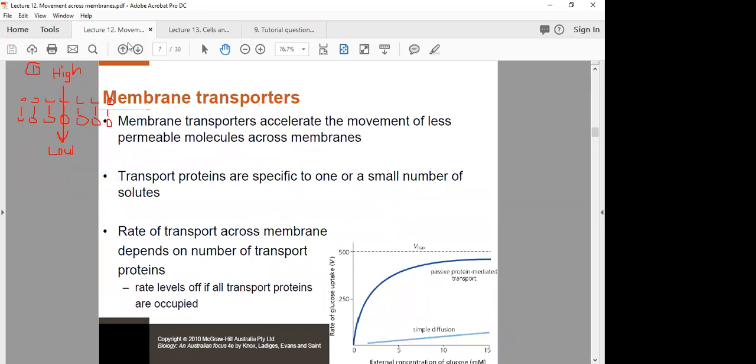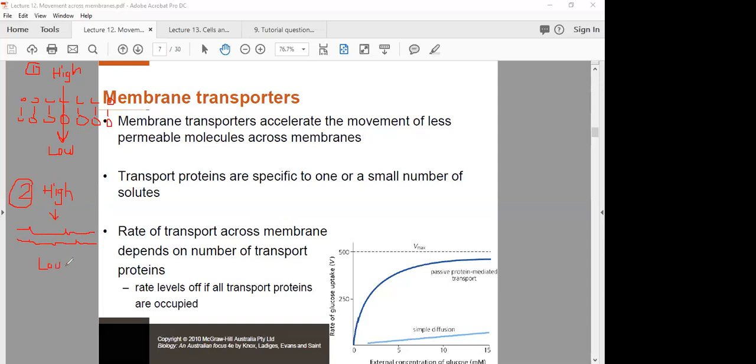All right, now let's look at the second mechanism that cells employ. So mechanism number two. And I'm going to draw my membrane in a very messy fashion. Here's my lipid bilayer of the membrane. And once again, we're going to look at movement down a concentration gradient from high to low.